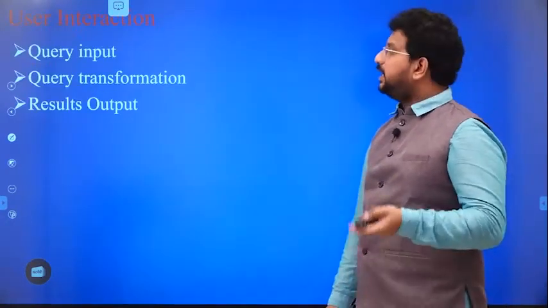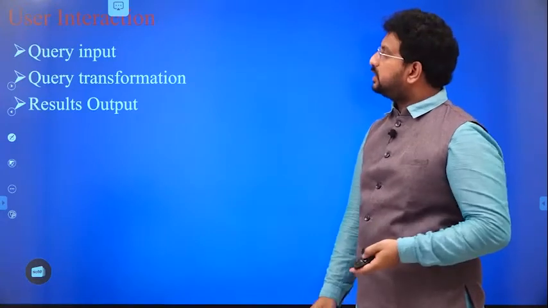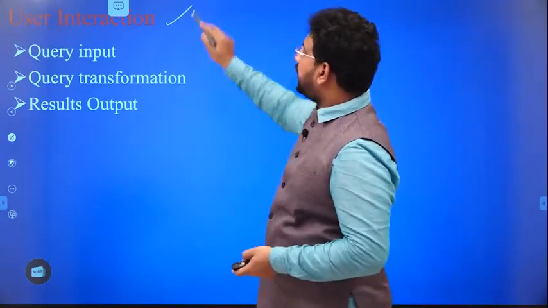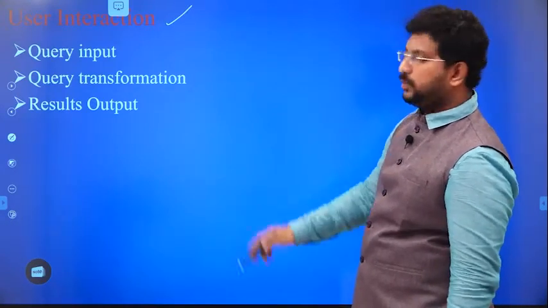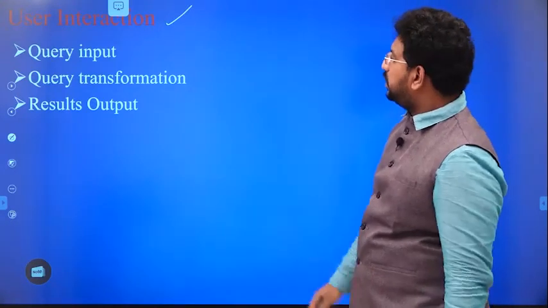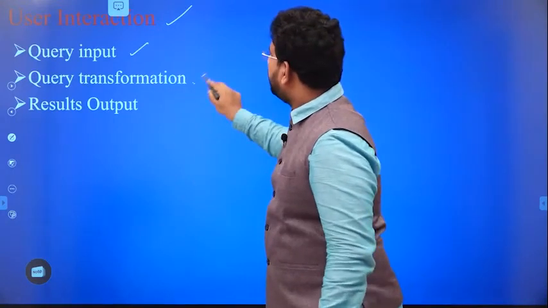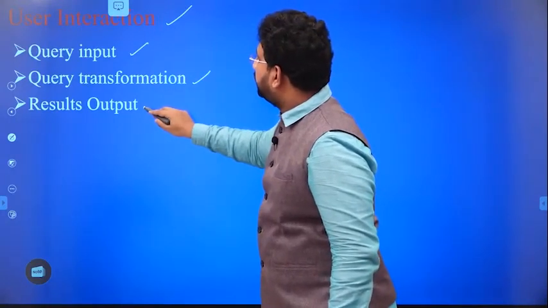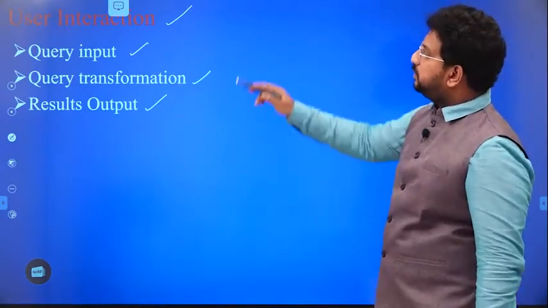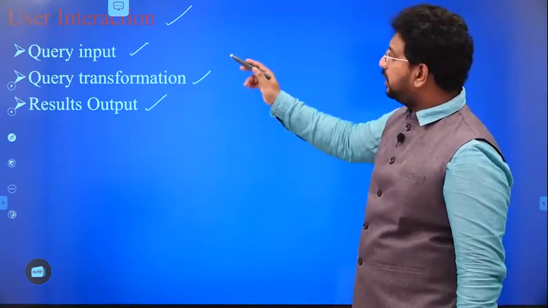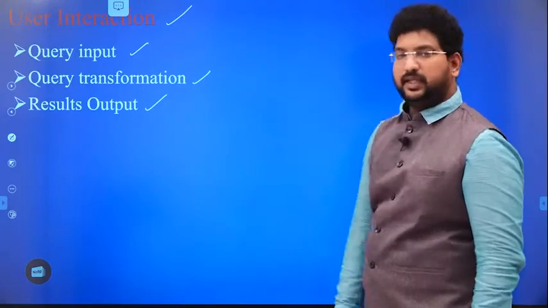And the second building block is user interaction. As part of the user interaction, you will be having three components. One is query input, and the query transformation, and next one is results output. As part of the user interaction, we are having query input, query transformation, and the result output.